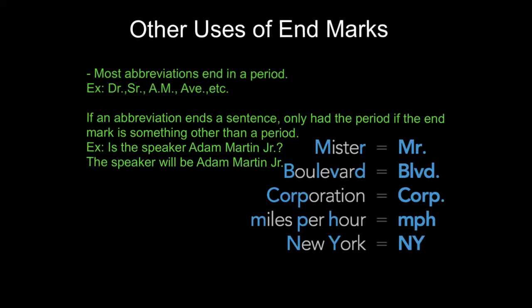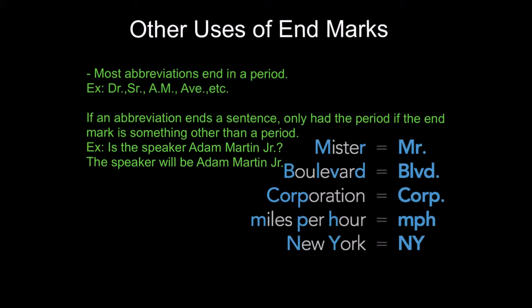Is the speaker Adam Martin Jr.? The speaker will be Adam Martin Jr. You don't have to add another period after the abbreviation of junior. Here are some more examples. The word Mister can be abbreviated Mr. with a period after it. You always must add a period after an abbreviation like this.